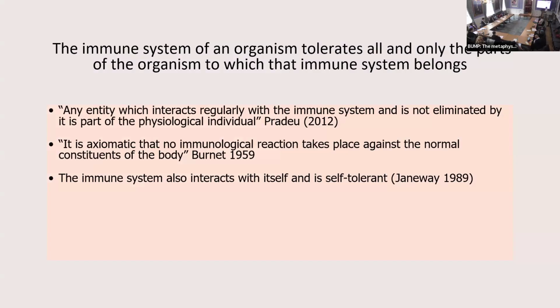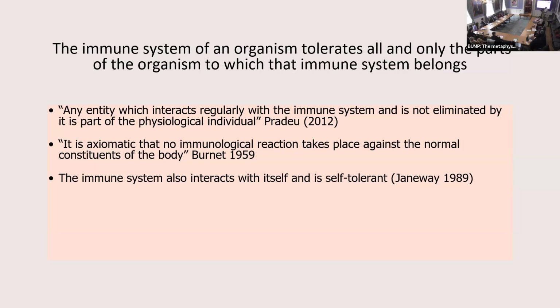So for the first one, Pradeu himself says any entity which interacts regularly with the immune system and is not eliminated by it is part of the physiological individual. We have the big names in immunology as well. Burnet in 1959 said it is axiomatic that no immunological reaction takes place against the normal constituents of the body. And from claims like this, we get this idea that the immune system only tolerates parts of the organism. And so wherever there is immune rejection, we get destruction of the thing that the immune system rejects. So everything that is left in the resting physiological state of the organism is immune tolerance.